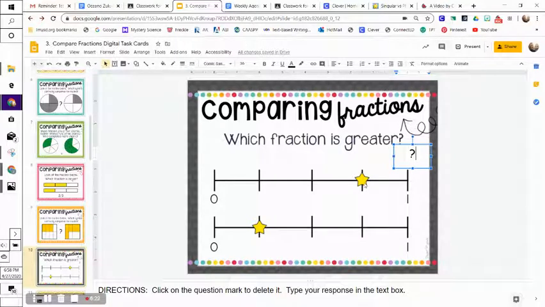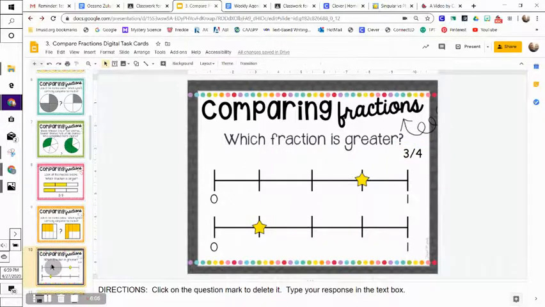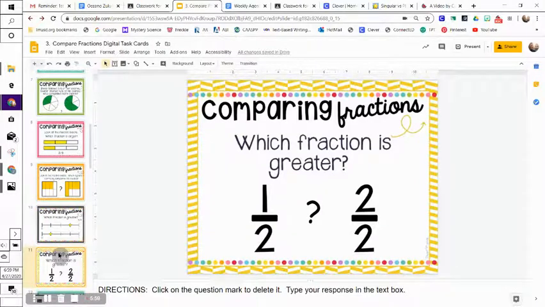So I can see that 3/4 is larger or greater than 1/4. So which fraction is greater? I'm going to go ahead and erase that question mark, and I'm going to write 3/4 right there. Okay, so that's what you're going to be doing for these number line comparing fraction ones.